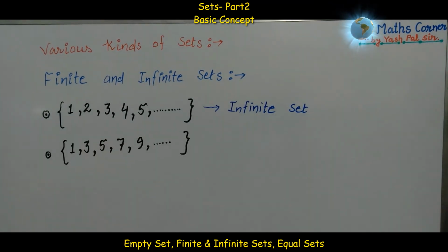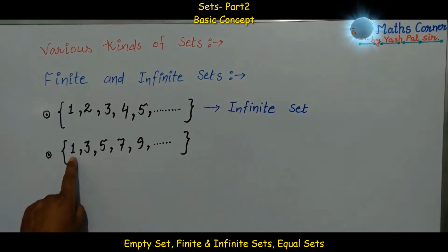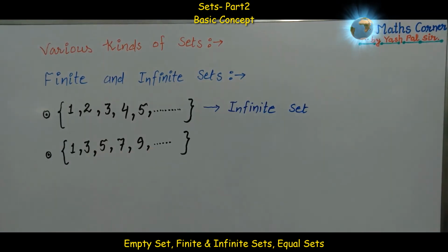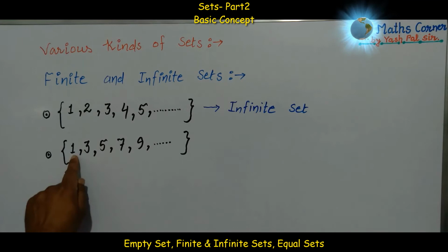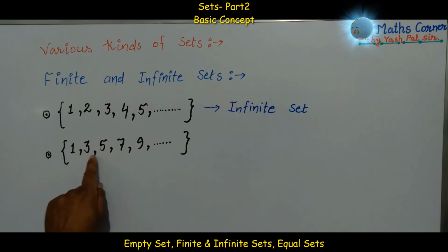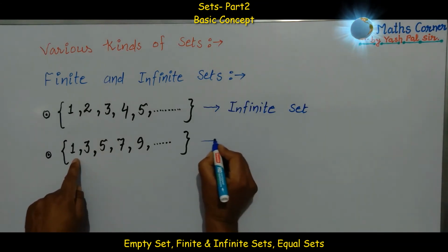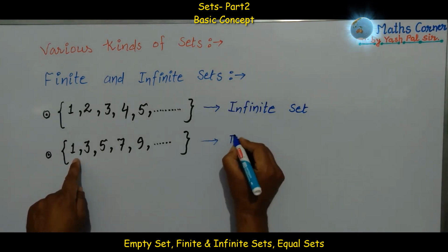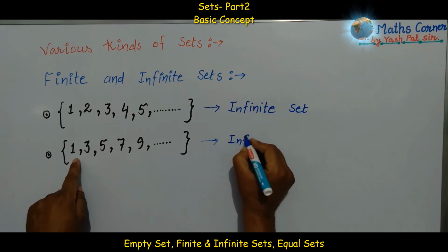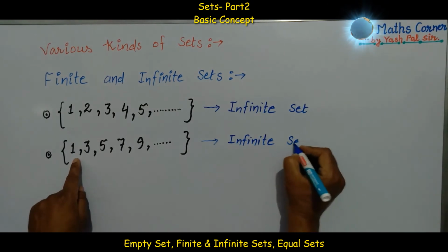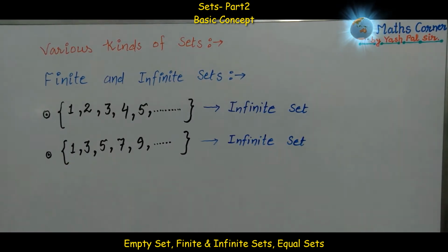Okay, now consider this example: 1, 3, 5, 7, 9, and so on. What is this? This is the collection of odd natural numbers. Again, a well defined collection of objects. So this is also an example of a set, and this is again an infinite set.